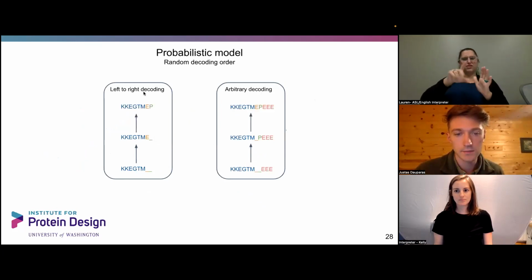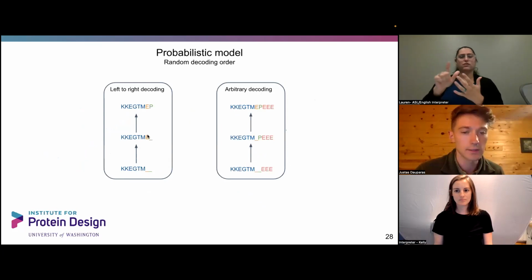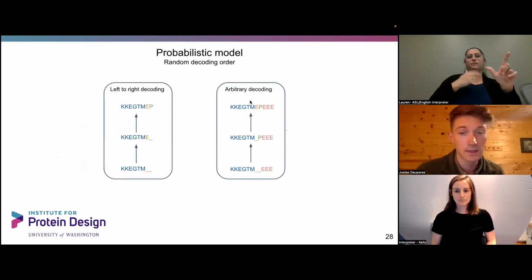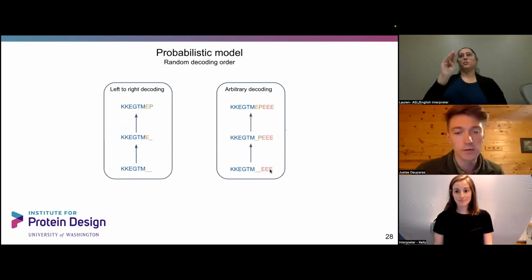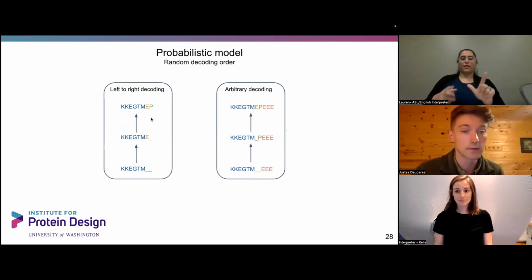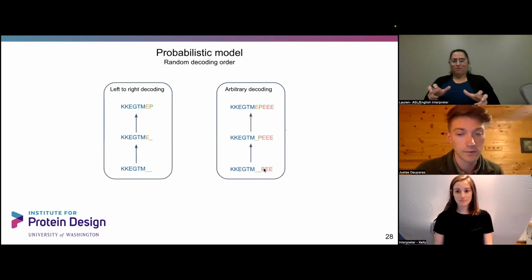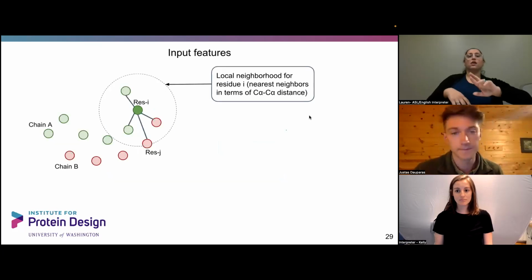So in this case, for left-to-right decoding, we have some text that's on the left, and we just predict the next as a function of everything on the left. In the arbitrary decoding, we can, for example, still want to decode these two amino acids. The model can use both the context on the left and on the right, whereas the left-to-right decoding would not be able to use, for example, these three letters to the right.